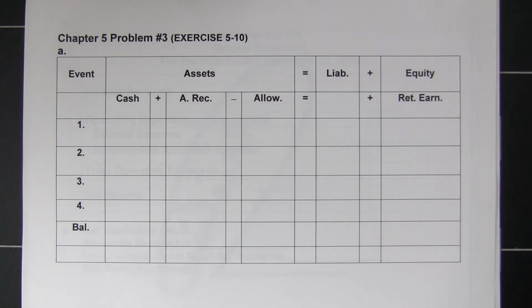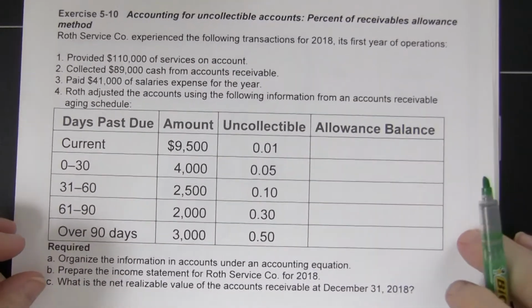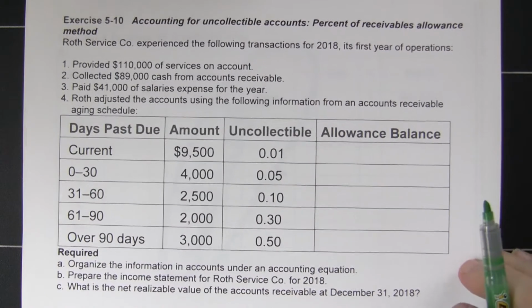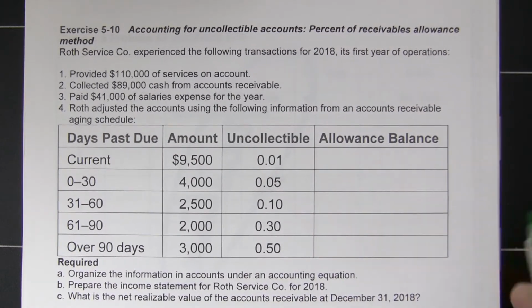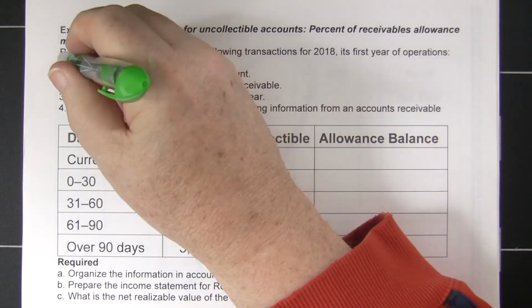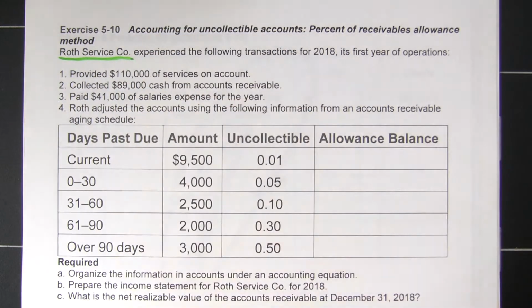Chapter 5, Problem 3. This is listed as exercise 5-10 in your text. They give us some information about the Roth Service Company. Well, right away, that tells us something. Service company means they're not going to have any inventory. So, they had these transactions for the year.